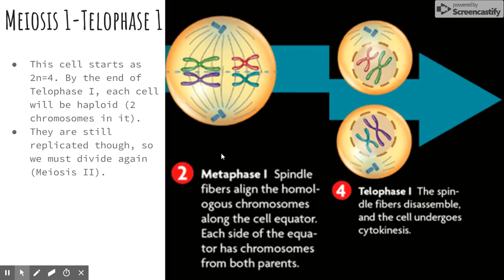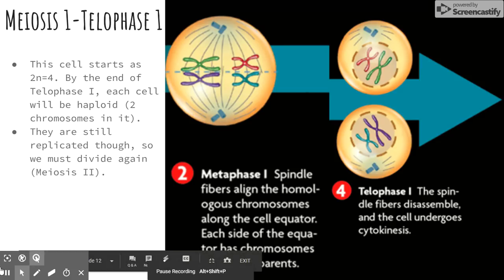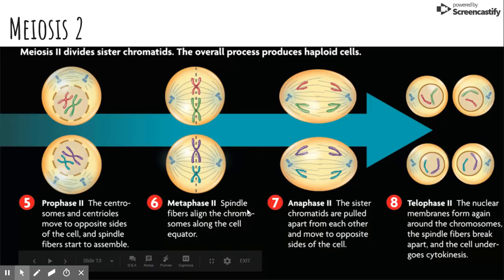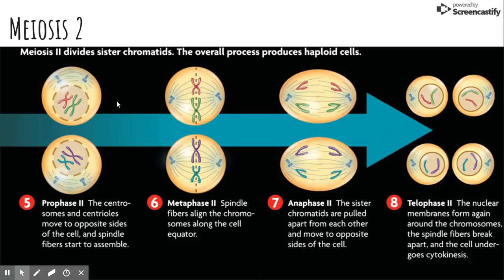We've gone through DNA replication once before we even started meiosis I, and we're going to divide twice. We've done one division, so now we need to go through the second round of division. And that's where meiosis II comes in. Some very important things to consider when looking at meiosis II.